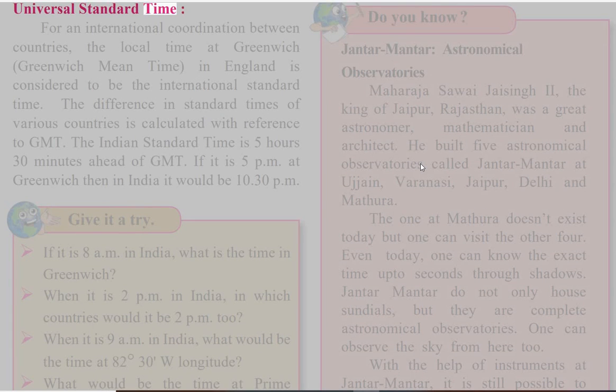Universal Standard Time. For an international coordination between countries, the local time at Greenwich, Greenwich Mean Time, in England is considered to be the International Standard Time. The difference in standard times of various countries is calculated with reference to GMT. The Indian Standard Time is 5 hours 30 minutes ahead of GMT. If it is 5 p.m. at Greenwich, then in India it would be 10:30 p.m.